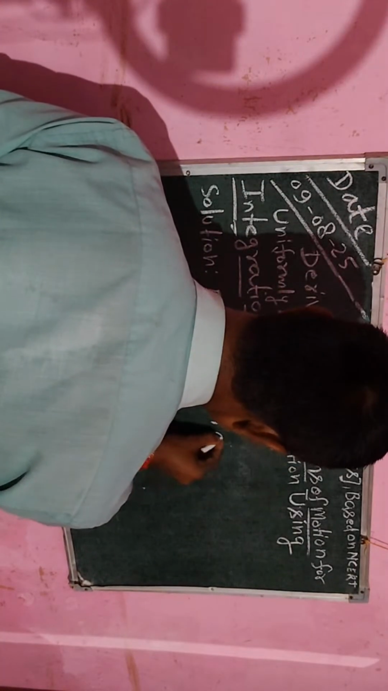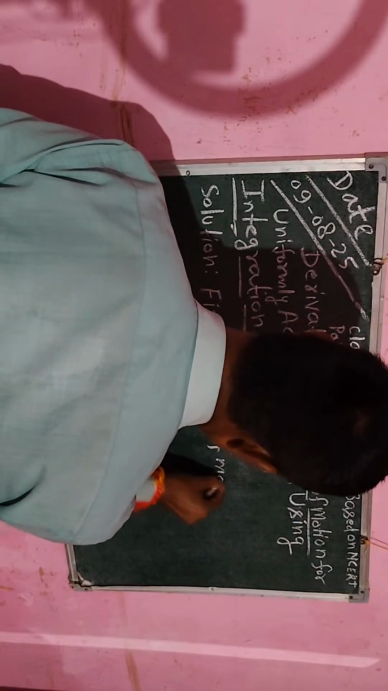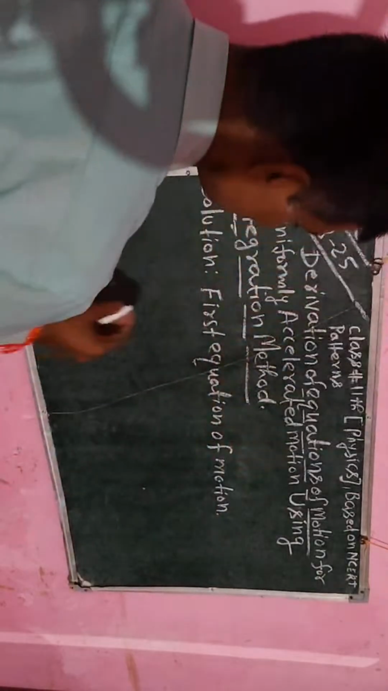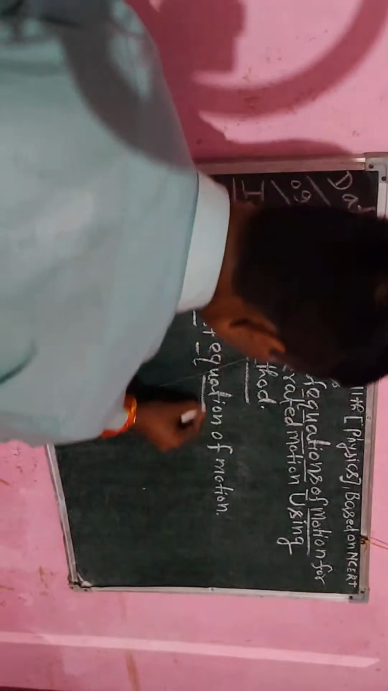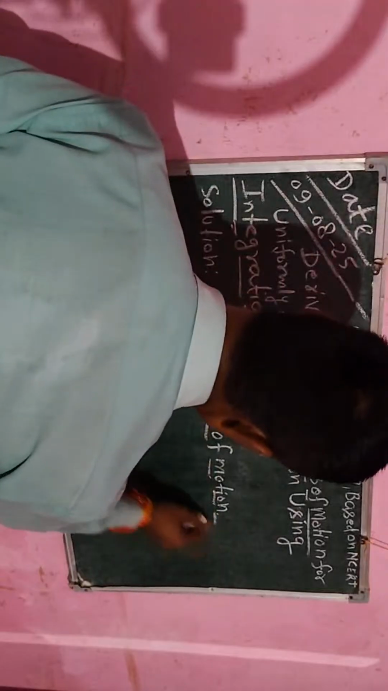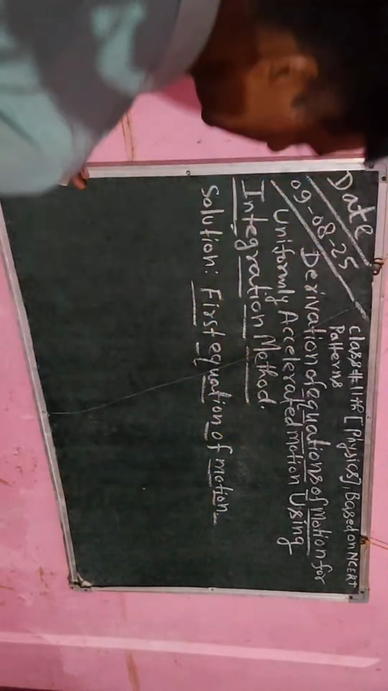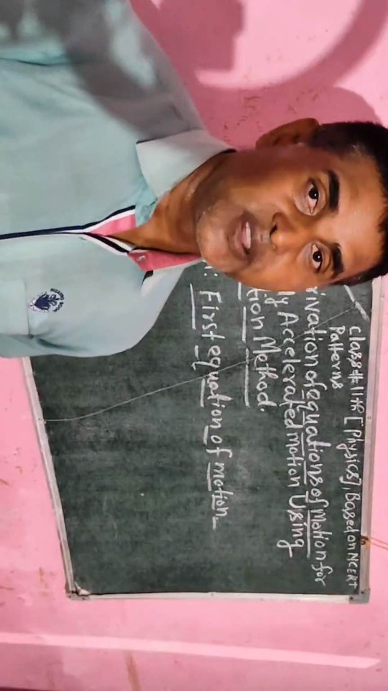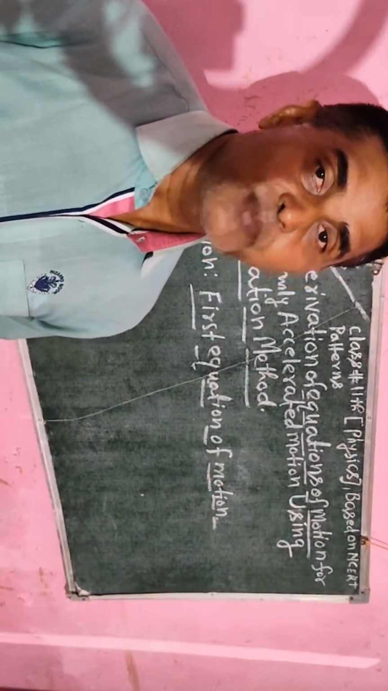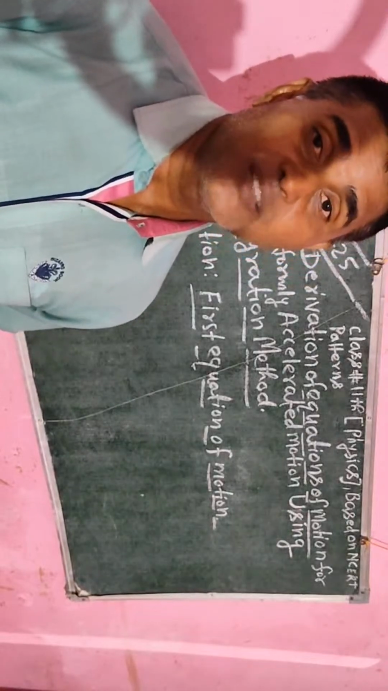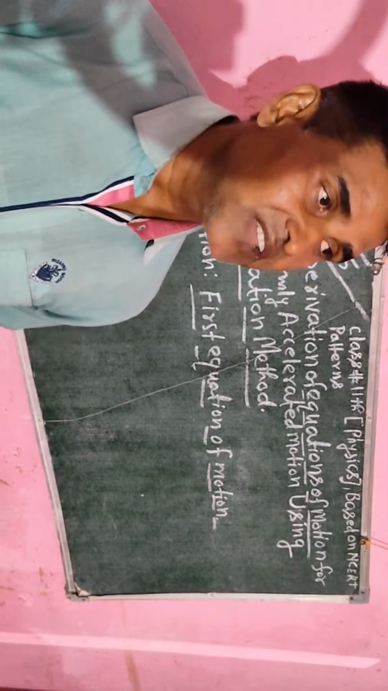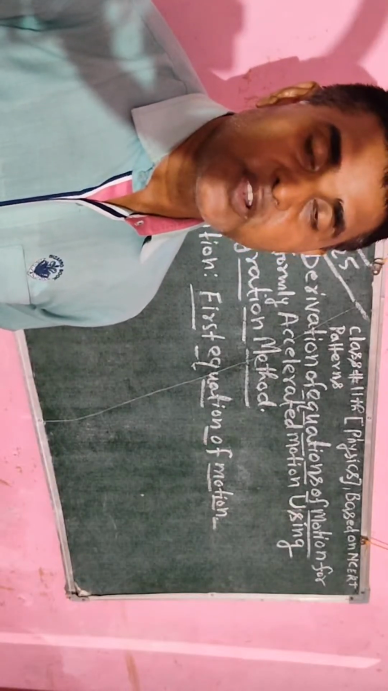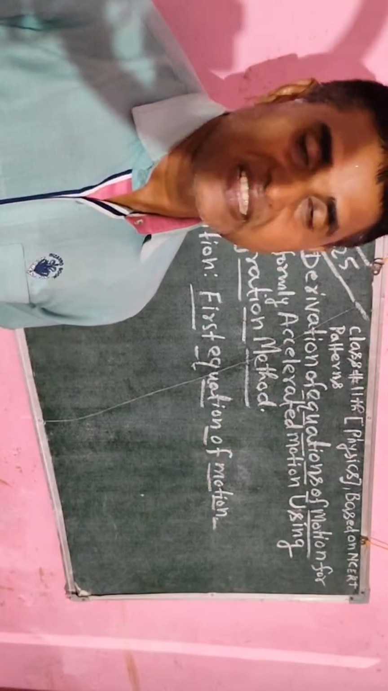First equation of motion. I will explain this equation in detail by using the concept of integration method. Here each and every student knows the definition of acceleration. So what is the definition of acceleration? The change in velocity per unit time is known as acceleration.